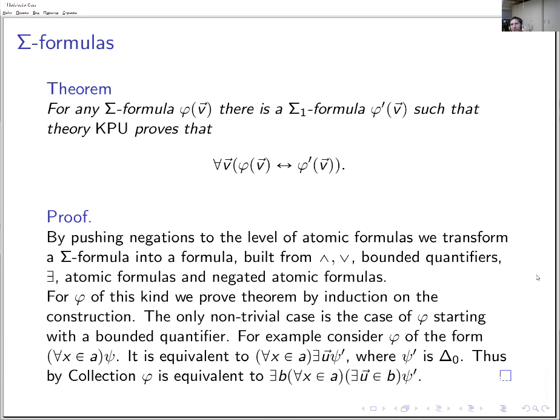What we need to show is that the conjunction of two sigma 1 formulas is sigma 1, the disjunction of two sigma 1 formulas is sigma 1, a bounded existential quantifier over a sigma 1 formula is sigma 1, and a bounded universal quantifier over a sigma 1 formula is equivalent to sigma 1. Actually, all these cases are trivial other than the bounded universal quantifier, because for conjunction, disjunction, and bounded existential quantifiers, it's easy to put them inside the formula. There are no issues there. And for bounded universal quantifiers, we simply use collection.